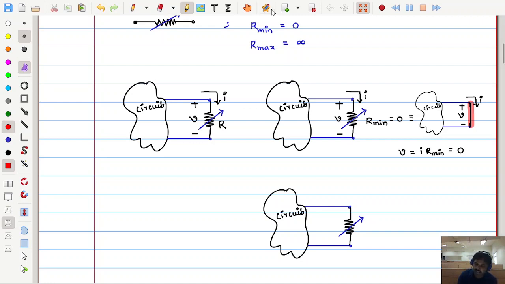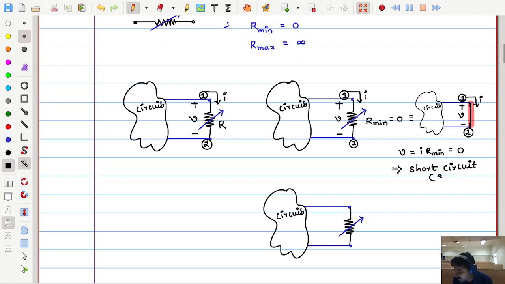Between the two terminals, let me label them 1 and 2. Between 1 and 2, what do we have? Zero resistance. If between 1 and 2 there is zero resistance, we can say that is a short circuit. We use this very frequently, so we use the short form SC for short circuit.